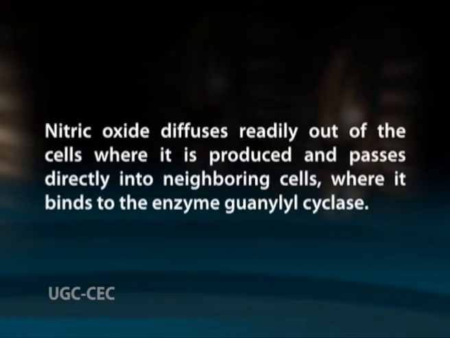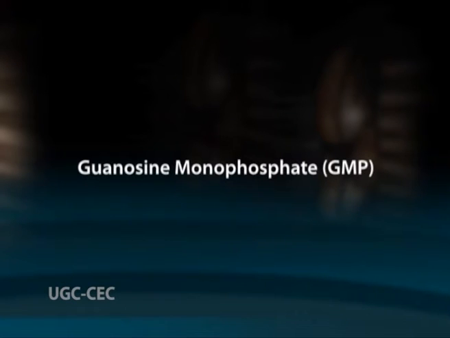Binding of nitric oxide activates the enzyme, enabling it to catalyze the synthesis of cyclic guanosine monophosphate, or cyclic GMP, an intracellular messenger molecule that produces cell specific responses such as the relaxation of smooth muscle cells.